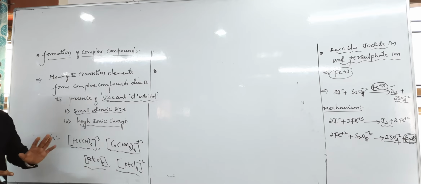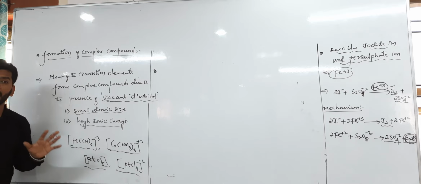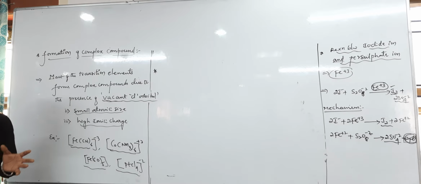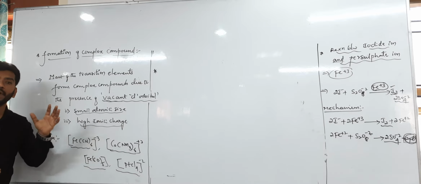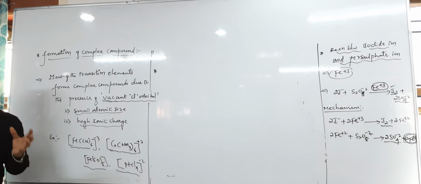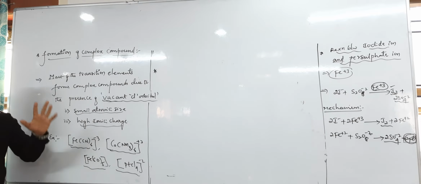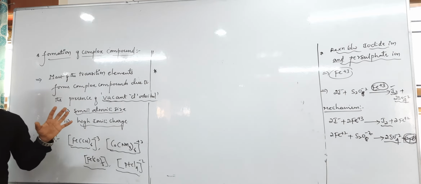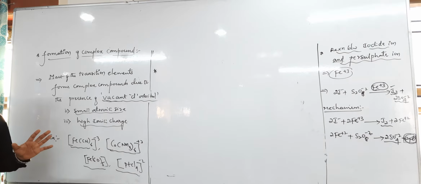So that's why I would say that in transition elements, in order to predict the stability of the complex, it depends on the atomic number of the corresponding central metal ion. As atomic number increases, the stability of the complex also increases, guys. This is the thing.